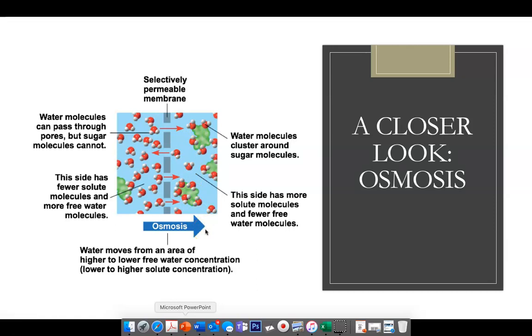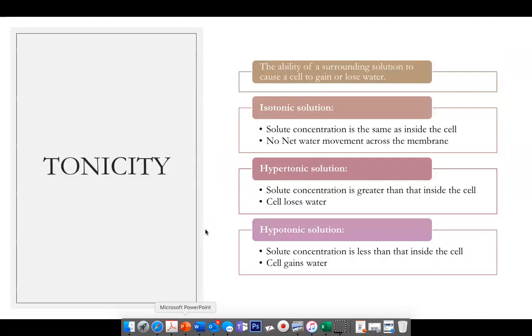So that is how osmosis works. Osmosis is the movement of water. Typically, when you have a problem involving osmosis, you'll be given the concentration of the solute and expected to infer the concentration of the solvent, which is water. All right, now tonicity is the ability of a surrounding solution to cause a cell to gain or lose water.